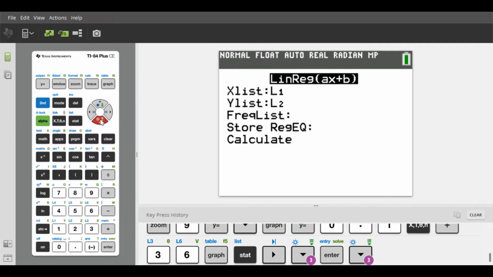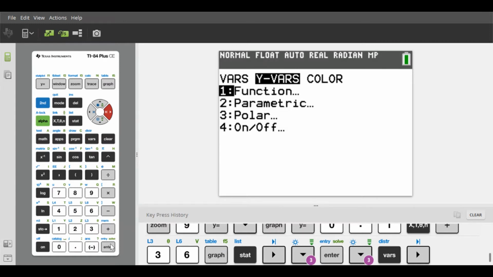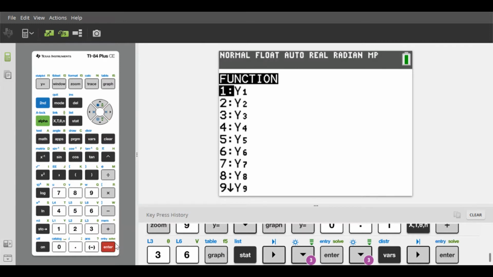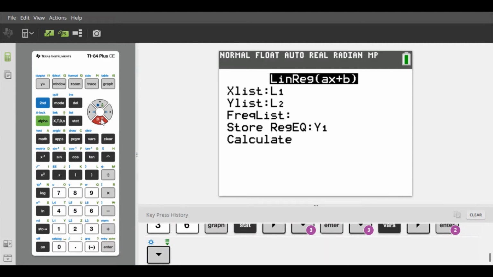And it asks you if you want to store your regression equation. You don't have to store your regression equation, but a lot of times if you do, it'll make this next process very, very easy. So in order to store it, we're going to hit VARS. We're going to scroll right to Y-VARS, highlight Function, hit enter. And we're going to store it in our Y1. You don't have to store it in Y1. You can store it in Y2, Y3, Y4, Y5, Y6, whichever Y you want to. I typically store mine in Y1.